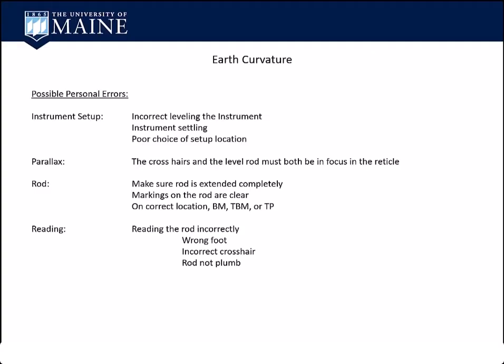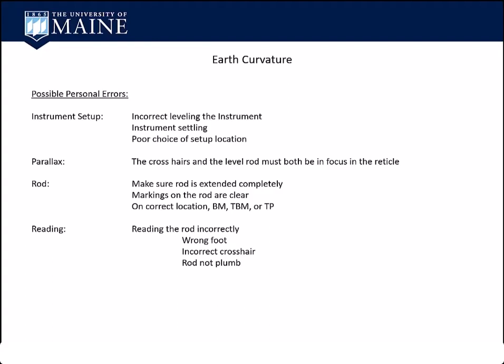Incorrect leveling of the instrument, not paying attention, letting it go out of level. When it's settling, sometimes it's just a poor choice of a setup. You gotta get out of the sun maybe if it's a really bad hot day. There's parallax, which is the crosshairs and the level rod. If they're not both clear and in focus, you're not reading the correct height of target.